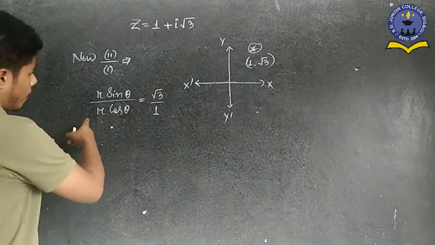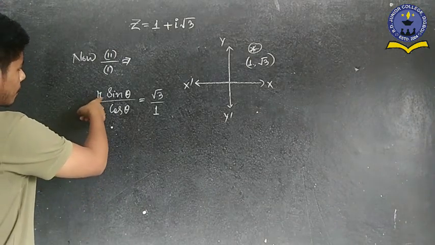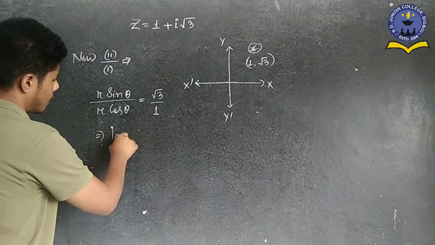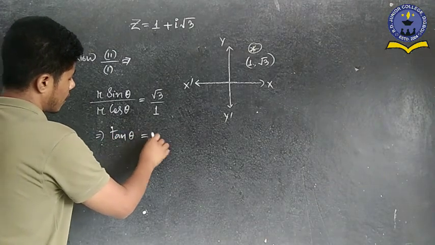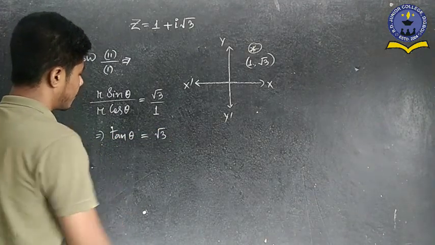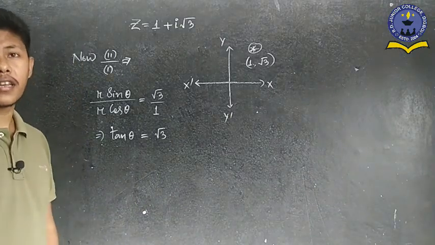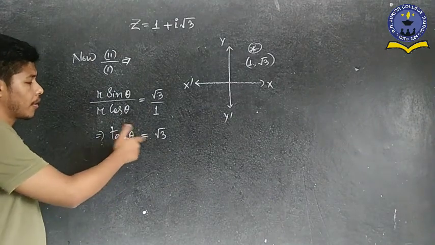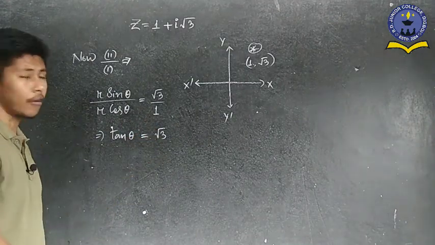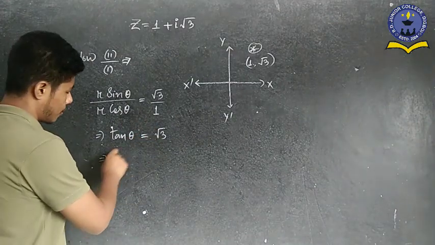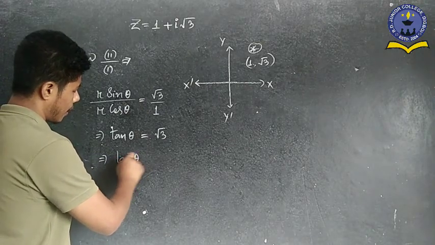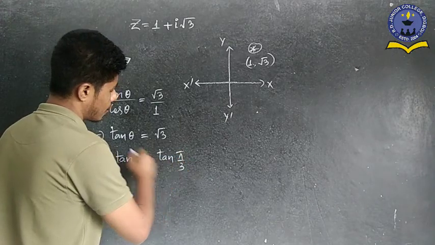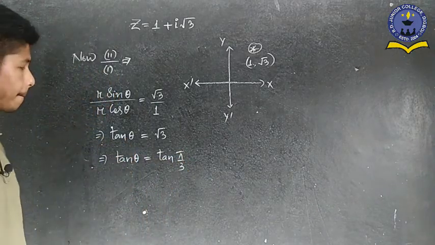So now from here r cancels, and sin theta by cos theta we can write as tan theta. So tan theta equals root 3. You see here tan theta equals root 3. So when we get tan theta equal to root 3, obviously theta is pi by 3. So you have to write tan theta equals tan pi by 3, that means tan 60.